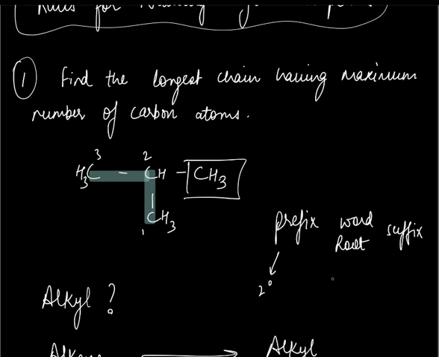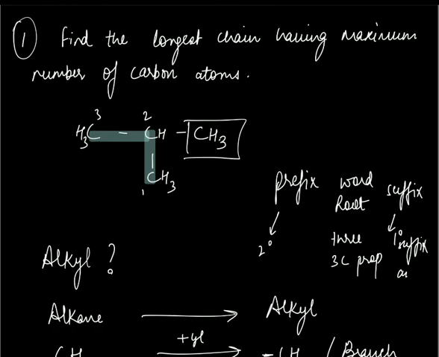So how many do we have over here? We have 3 carbon. 3 carbon is something called prop. You have to remember till 10. So over here we have the primary suffix. The primary suffix over here is "-ane". Why? Because all are single bonds.